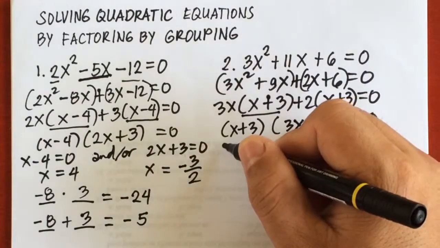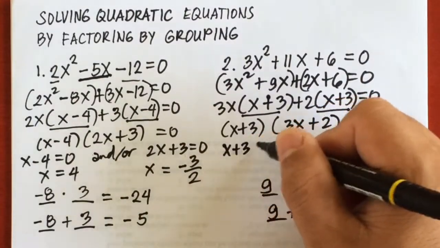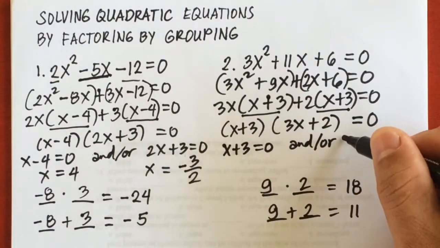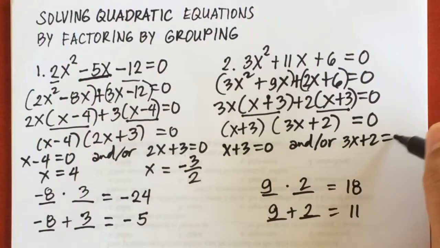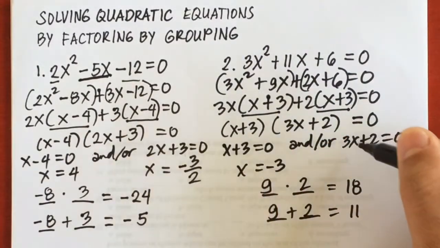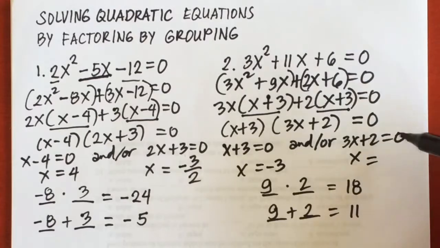So applying the zero product property, this will become x plus 3 equals 0, and 3x plus 2 equals 0. So x here will be equal to negative 3. And in here, x will be equal to negative 2 divided by 3.